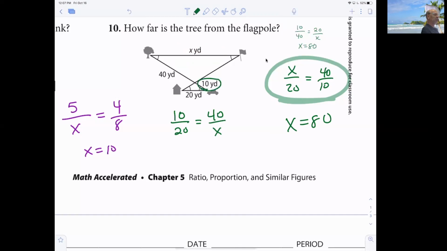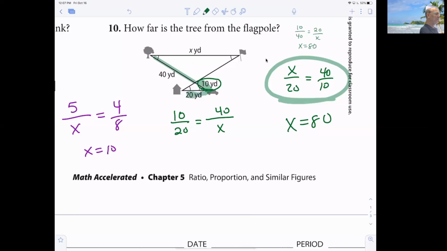It's on the side of the triangle, right? 10 over 20. 10 corresponds to 40. This is what I'm not understanding. You're not seeing how 40 goes here and x goes here. Do you see how this is on the side of the triangle? This is on the side of the triangle. So 10 goes with 40.